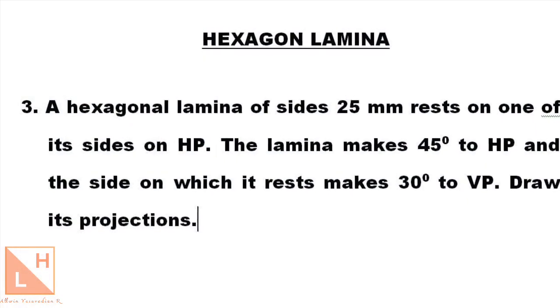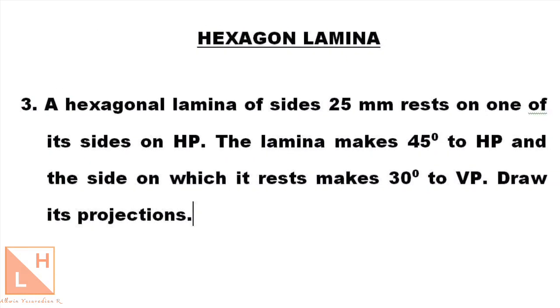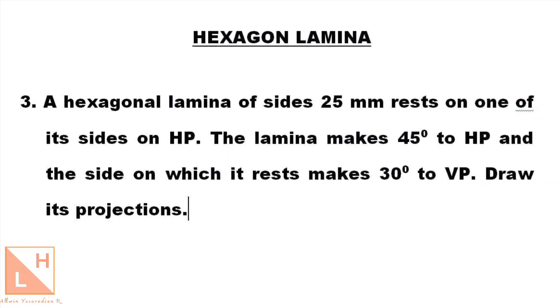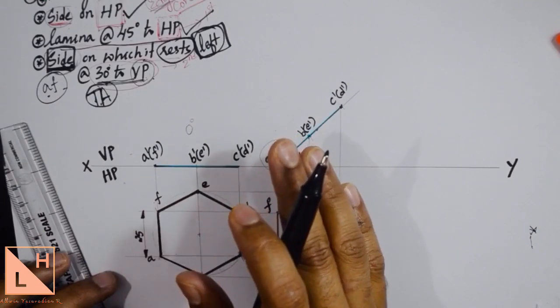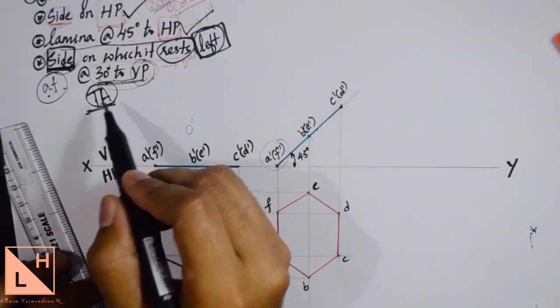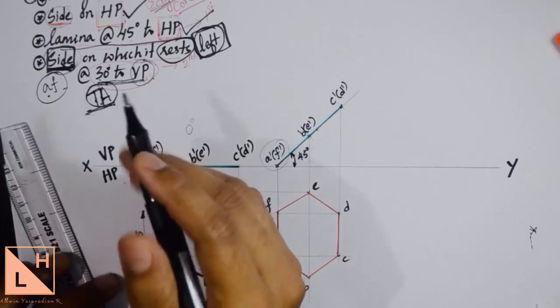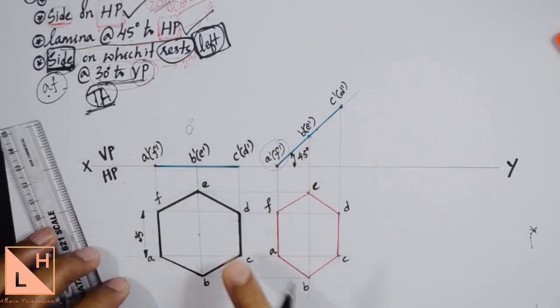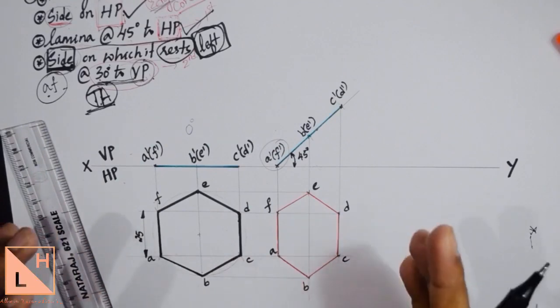You read the last second line: the side on which it rests makes 30 degrees to VP. In the question, there is no phrase "appears to be". So this angle given here is nothing but the true angle. True angle will be used to incline only true lengths. So let us check from first to second position if the length is changed or not.